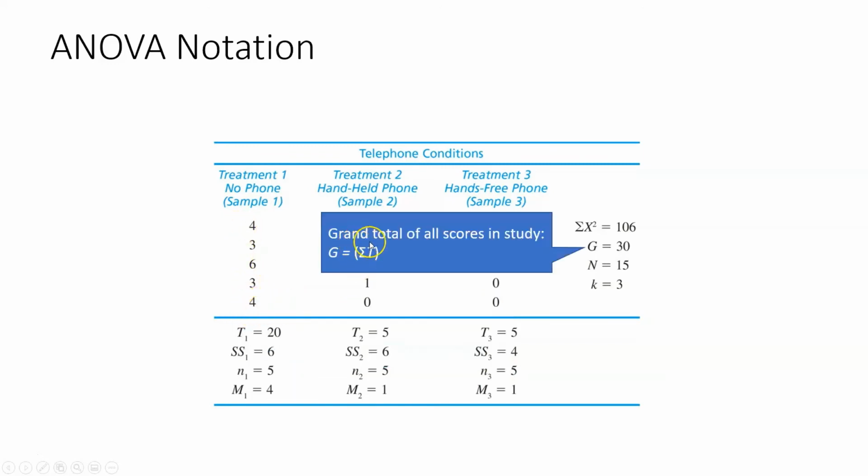G represents the grand total of all the scores in the study. So if you take the sum of your individual T's right here, then that will add up to your grand total. But you can also just take 4 plus 3 plus 6 plus 3 plus 4 plus 0 plus 1 plus 3 plus 1 plus 0 plus whatever these are.